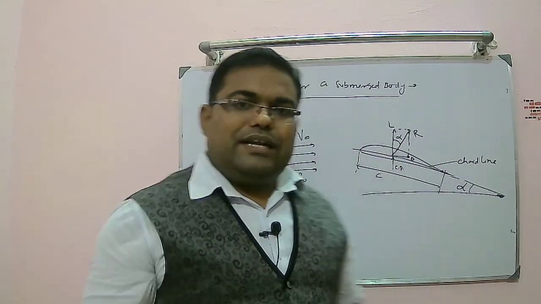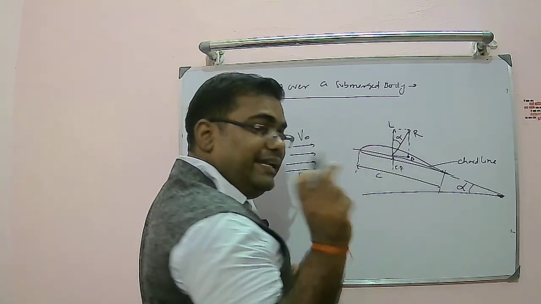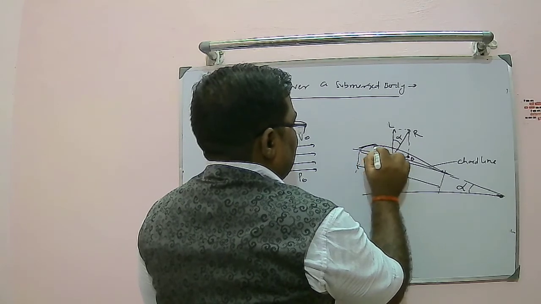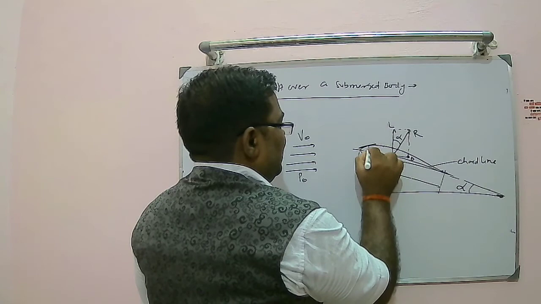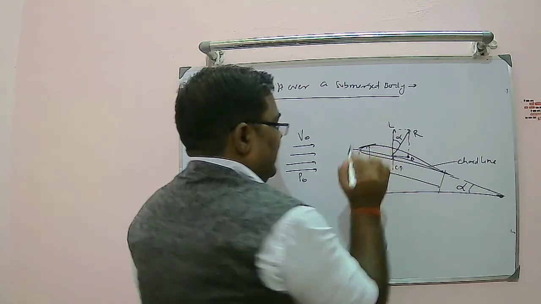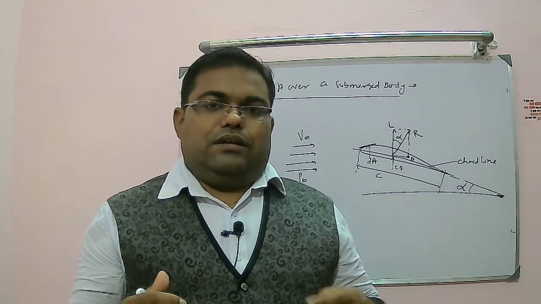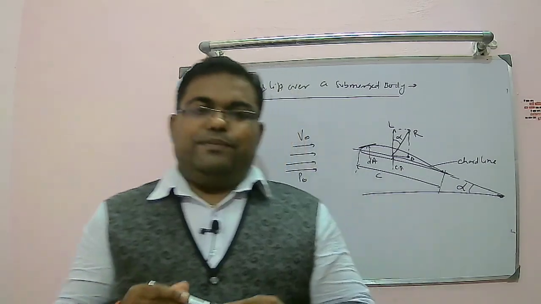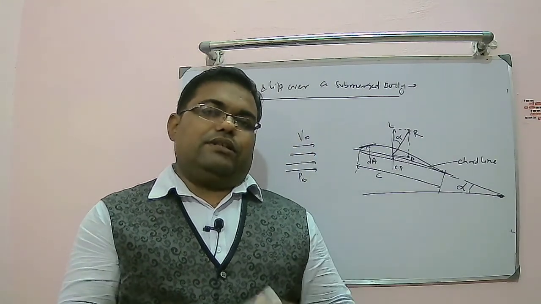So let's suppose I am taking one elemental area over the top surface. I have just drawn this kind of thing. This elemental area is, let's suppose, dA, which I have considered for the analysis of pressure distribution and shear force. Whenever any object is moving, it will be experiencing two kinds of forces. One is pressure force, right? Another is called shear stress.